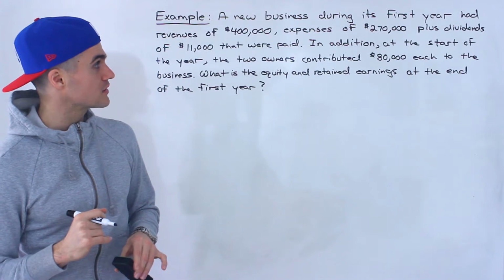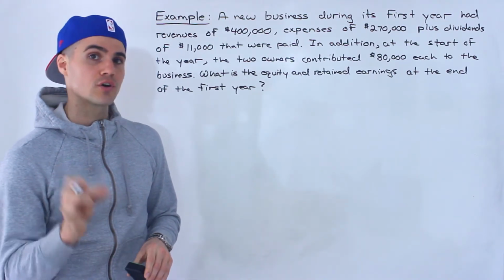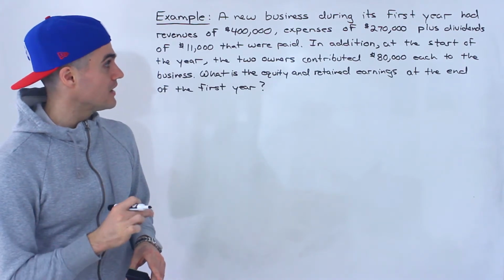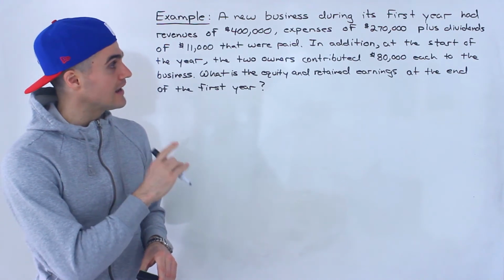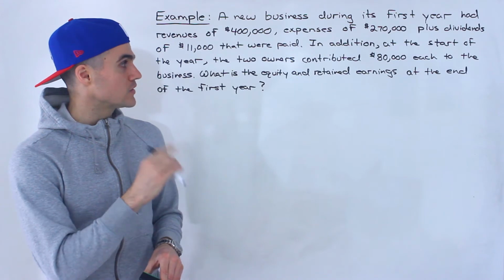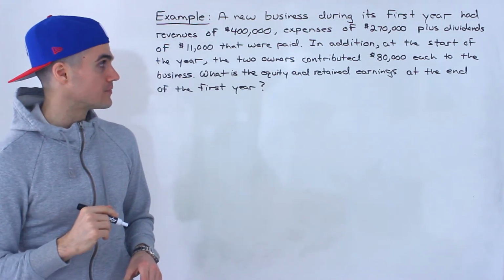So a new business during its first year had revenues of $400,000, expenses of $270,000, plus dividends of $11,000 that were paid. In addition, at the start of the year, the two owners contributed $80,000 each to the business. What is the equity and retained earnings at the end of the first year?